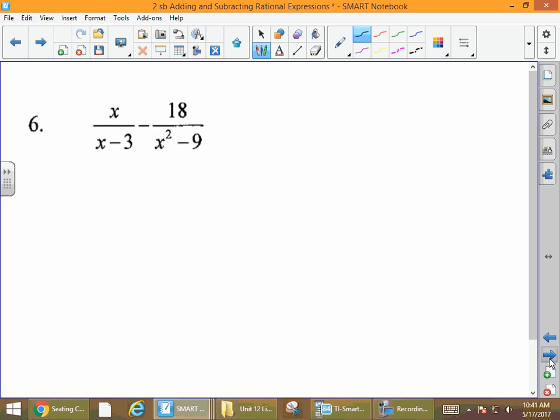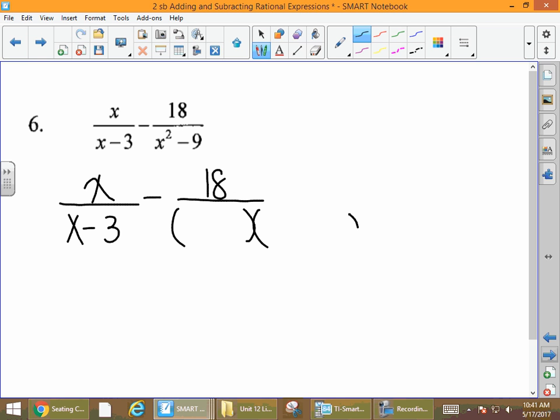Always look to see, can you factor? And in this particular case, we can't do anything with x divided by x minus 3. But we can do something with x squared minus 9. It is the difference between two squares. x and x, 3 and 3, difference between two squares.